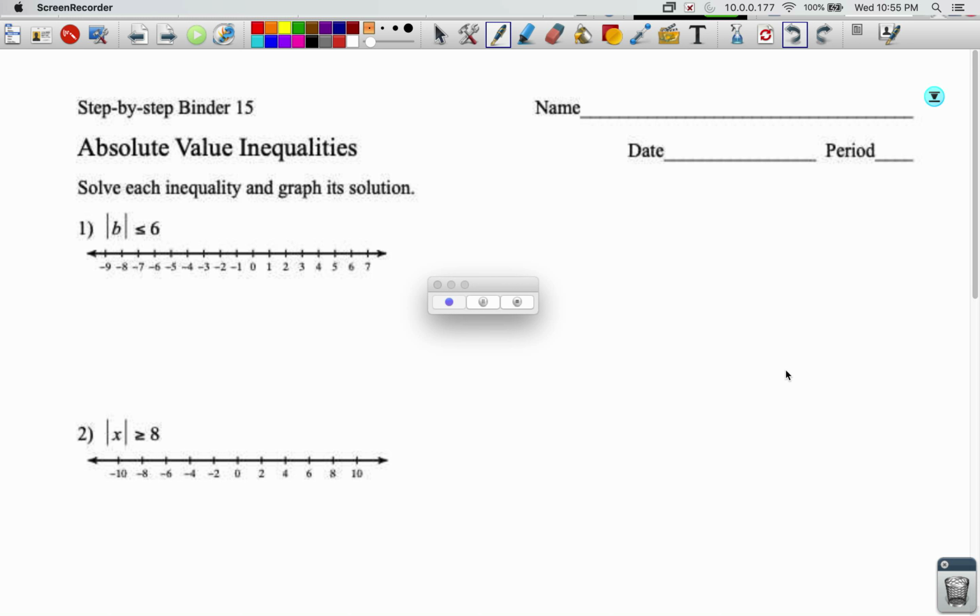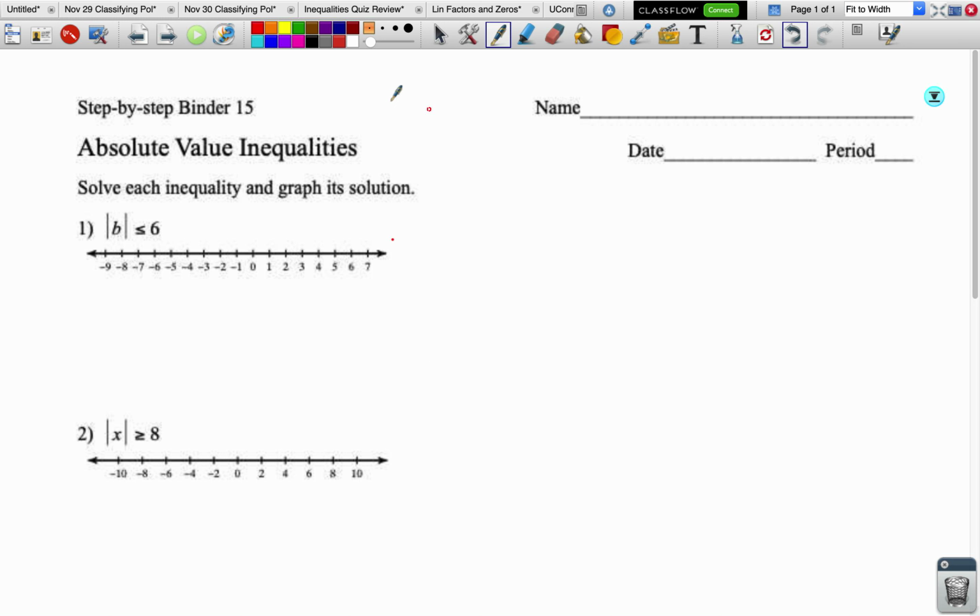Hello and welcome. This is going to be our lecture video for December 10th. We're going to be doing another step-by-step binder lesson today. You can do this on a separate piece of paper, or you can print this off of the extra stuff calendar. All right, how do we solve an absolute value inequality and graph its solution?